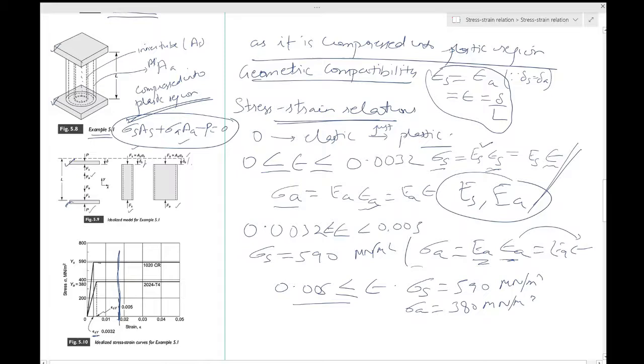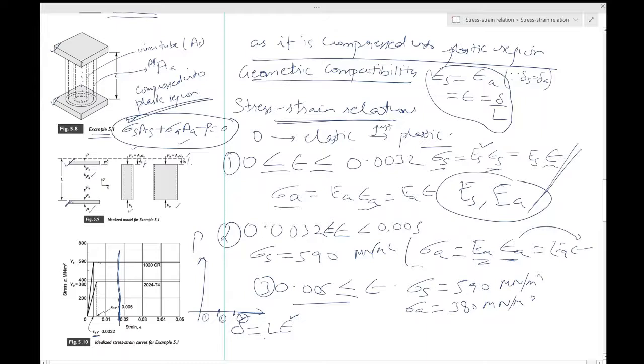Now the final part is how to draw the load versus displacement, or deformation, for this entire assembly. Quite simple. What is delta? That is L into epsilon. This has three intervals, you see, 1, 2 and 3. So you should create these three intervals in delta. With the epsilon value, you just multiply this epsilon with L, and you will get this interval 1, 2 and 3 on delta.